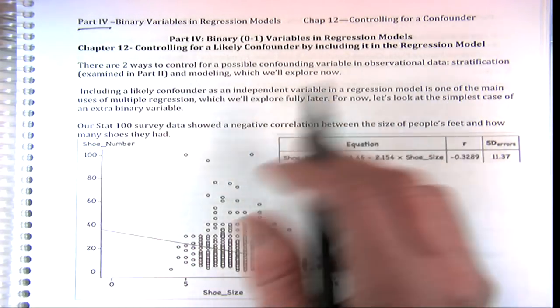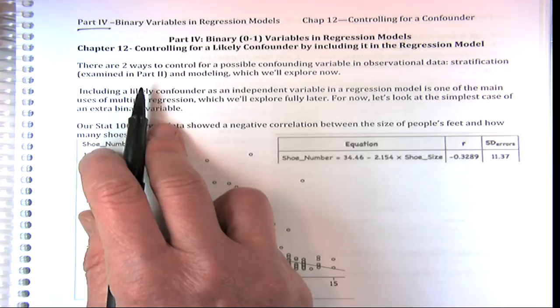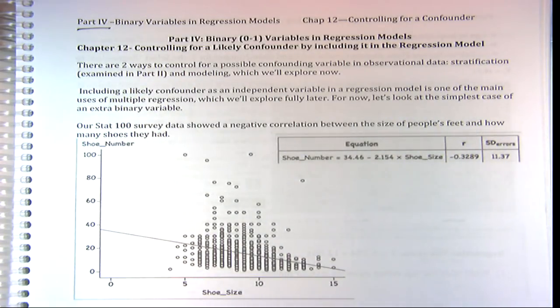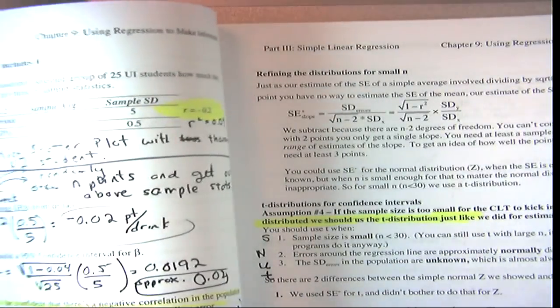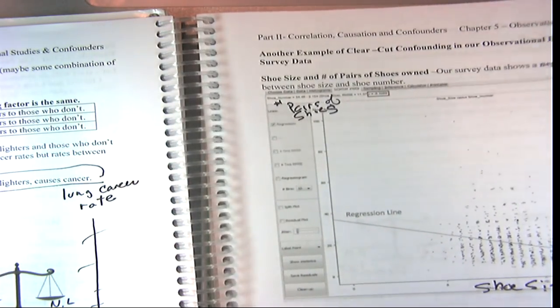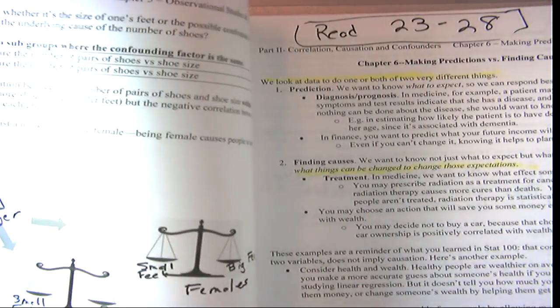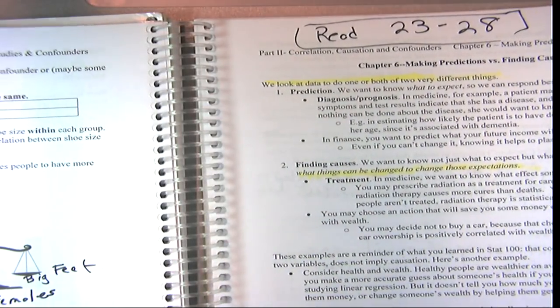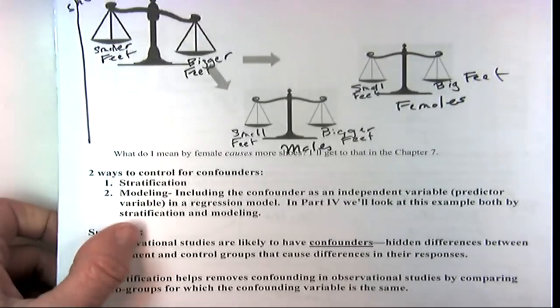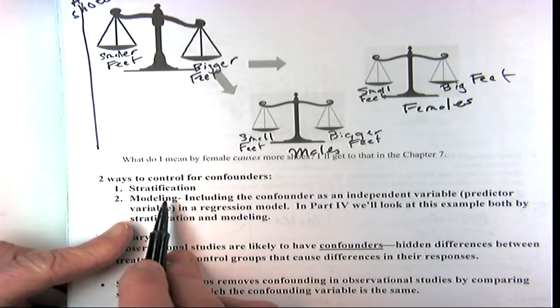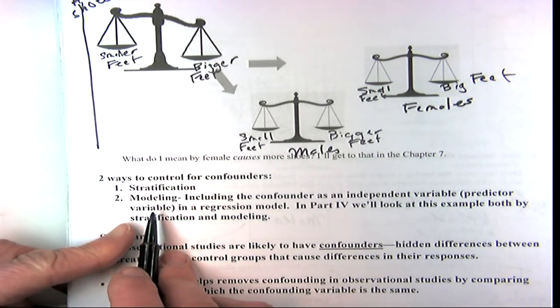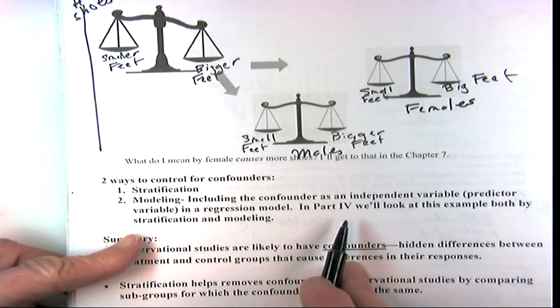One was stratifying, and we did that, I think it was on page 21 and 22, let's just remember. We talked about this right here. We said there's two ways to do it. One was stratification, and the next was modeling, which we're going to look at in part 4.